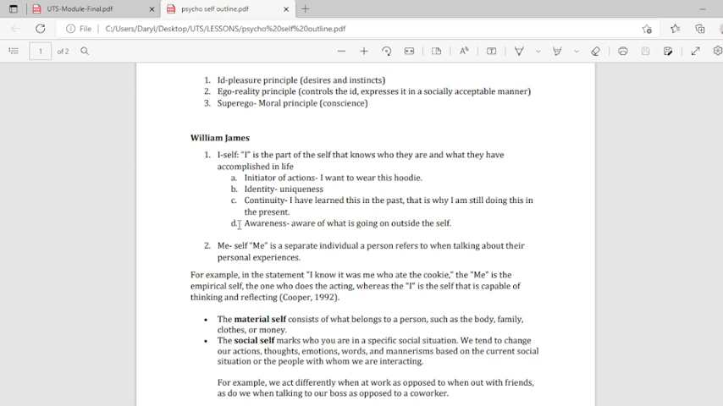And then, fourth, awareness. You are aware of what is going on outside the self.